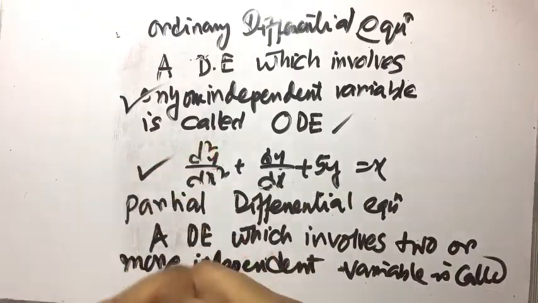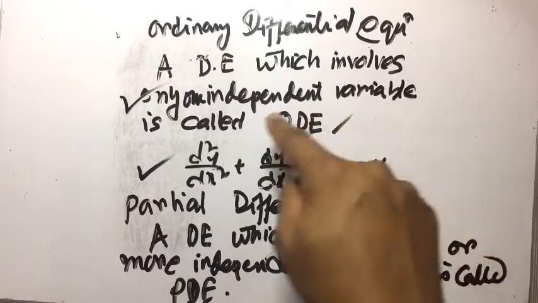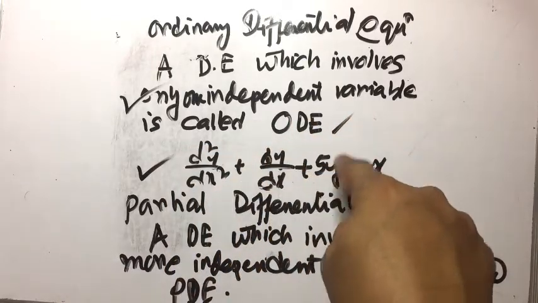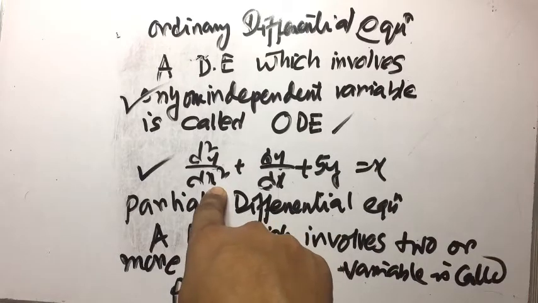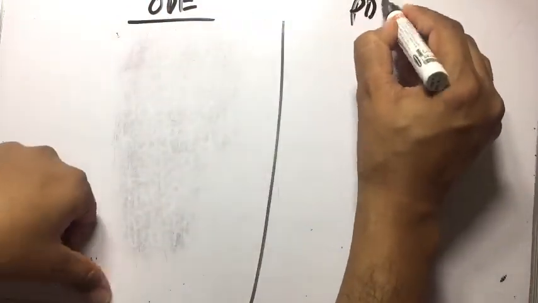So there are two types of differential equation. A differential equation which involves only one independent variable is called an ordinary differential equation. Here d square y by dx square plus dy by dx plus 5y is differentiated with respect to x. And a partial differential equation involves two or more independent variables. For example, these are ordinary and these are partial differential equations.